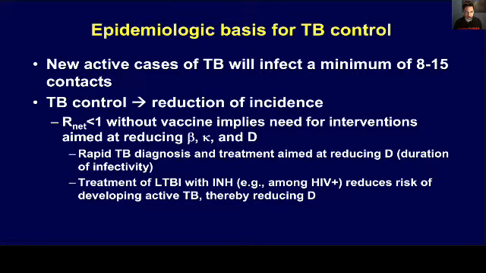So beta, kappa, and D. This is where TB treatment comes into play. It is reducing the infectious period. So rapid TB diagnosis after active TB begins, and then rapid treatment initiation, because when treatment is initiated, it can reduce the infectivity or the duration of infectivity. And also, treatment of latent TB infection can reduce the risk of developing active TB, and thereby reduce the potential number of people infected and the duration of infection in the population.